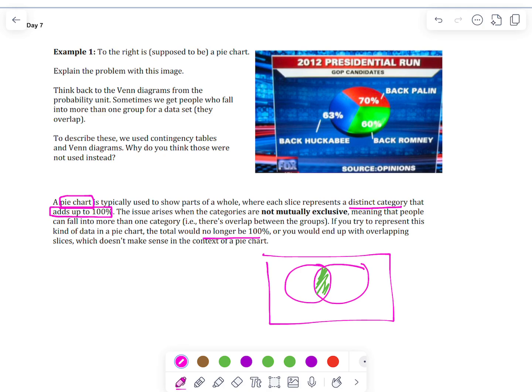So if we look at this pie chart here, notice that 70% and 63% and 60% is more than 100. So this is considered a misleading pie chart.